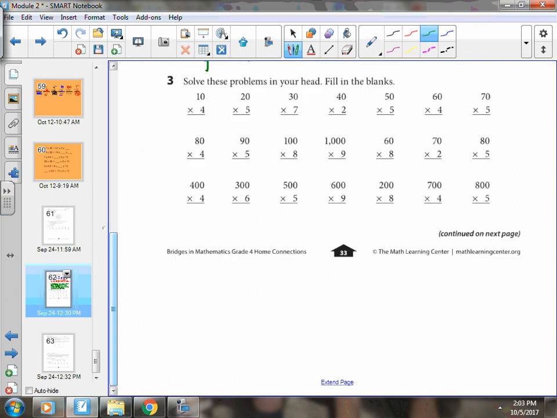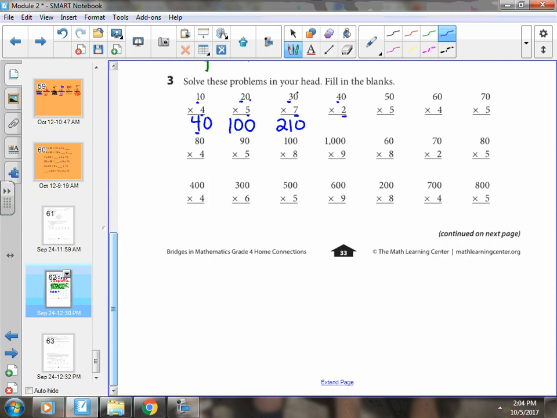Number 3, solve some more problems. Okay, 10 times 4 would just be 40. You could think 1 times 4 is 4, 1 0 in the problem, 1 0 in the answer. 2 times 5 is 10. Be careful because 10 has a 0 in it, but we need 1 0 in addition to that, giving us an answer of 100. 3 times 7 is 21. 1 0 in the problem, 1 0 in the answer.